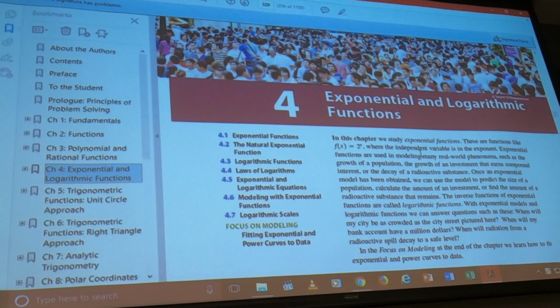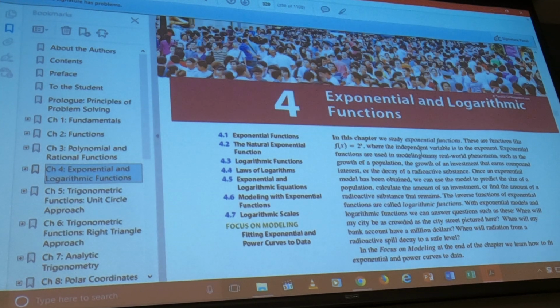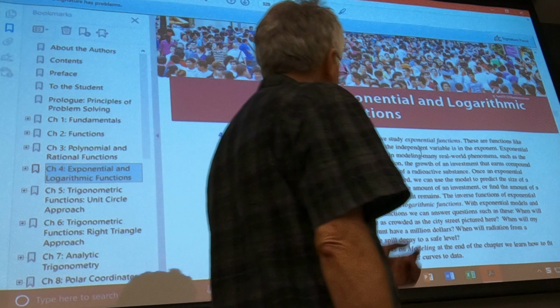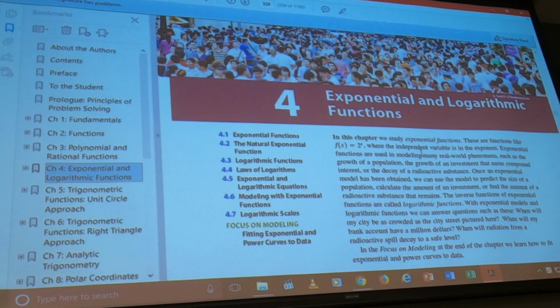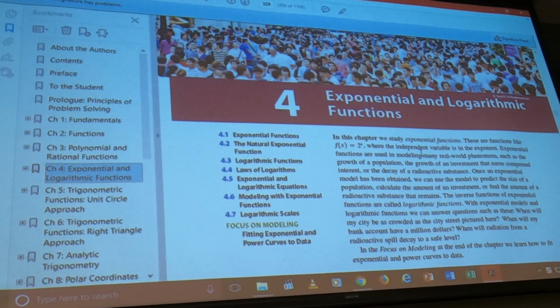Whenever you start a new chapter, it's picture time. So what does this picture have to do with exponential and logarithmic functions? Well, you have to read the little preamble here, right? In this chapter we study exponential functions. These are functions like f of x equals 2 to the x. That was our first example, wasn't it? Where the independent variable is in the exponent. So it's not a polynomial. Polynomials don't have a variable up there.